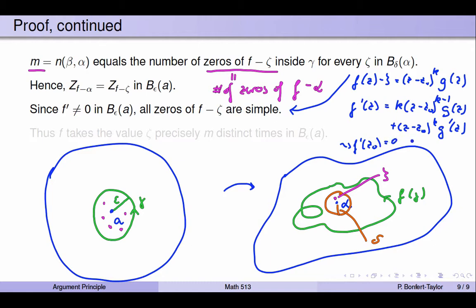So we're just observing here that whenever f takes a value with a multiplicity higher than 1 at a certain point, then its derivative is actually 0 at that point. Since we chose our epsilon so that the derivative is non-zero in the epsilon ball of a, all the zeros of f minus zeta therefore must be simple. And therefore, f takes the value zeta, this pink value, precisely m distinct times, and they're all simple, in this ball of radius epsilon at a.